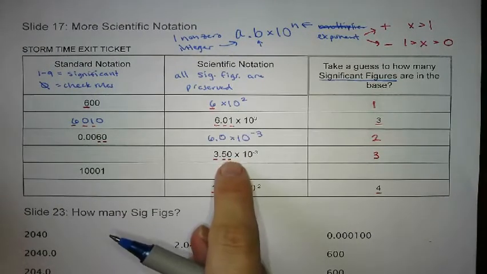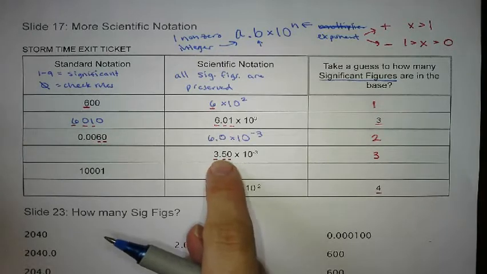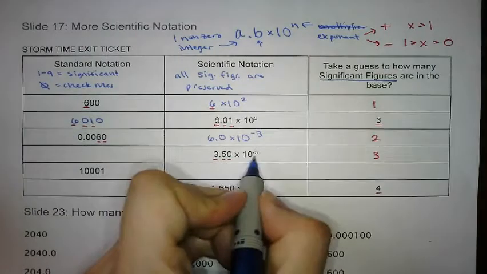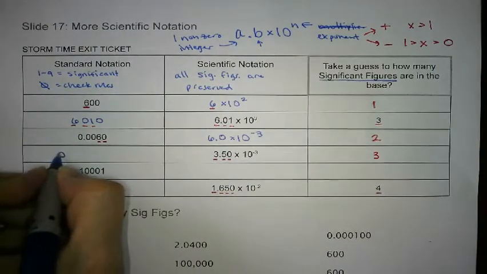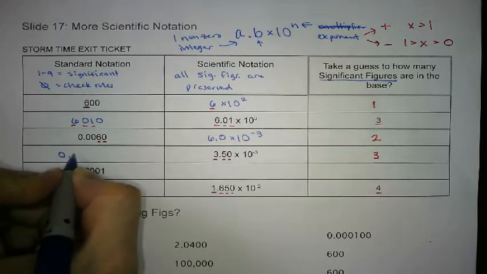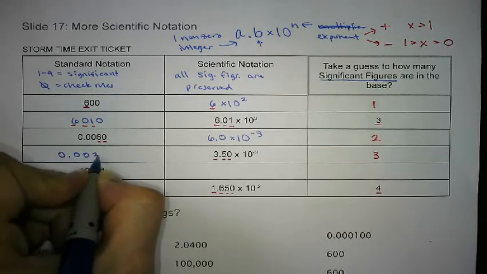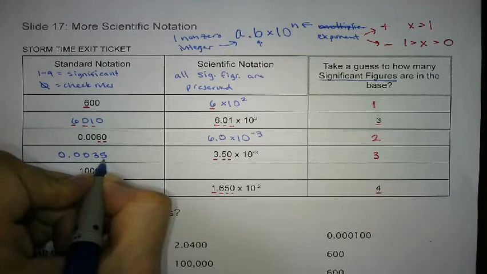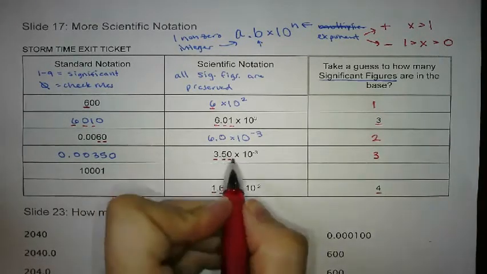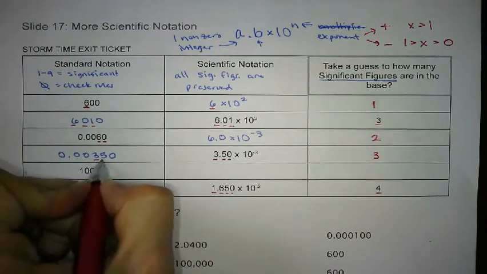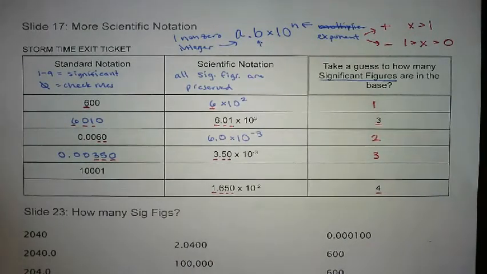Here's another smaller than 1 number. Okay, here are my 3 sig figs. I need to make sure that all those are preserved. I'm going to jump my decimal 3 times: 1, 2, 3. Always have your leading 0. So 0 point, and then that would be 0, 0, 3, 5. Now I can't stop there. That's only 2 sig figs. I need to include that last 0, this one here. These 3 are your significant figures.